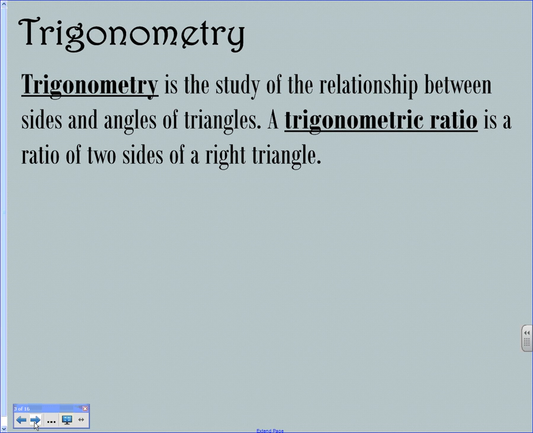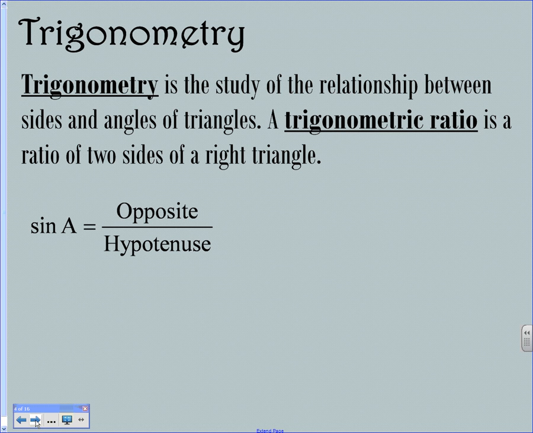A trig ratio is a ratio of the two sides of a right triangle. So sine, cosine, and tangent can only be used for right triangles. The ratios that you're going to learn only work for right triangles. You can use sine and cosine for non-right triangles. We will learn that later in the year, and we'll go over it more next year. But for the ratios we're looking at today, they have to be used on right triangles. If you use it on a non-right triangle, it's not going to work. So you have to use it on a right triangle.